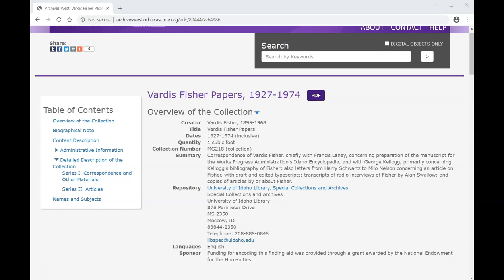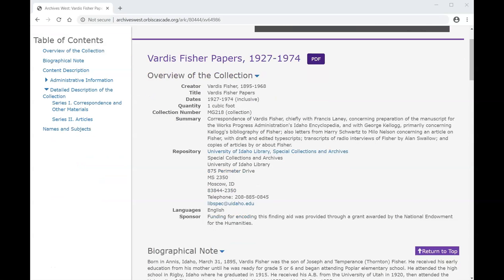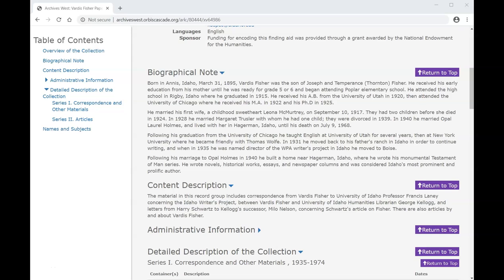This top section will also contain information about the repository, the language of the finding aid, and other pertinent information about accessing and using the collection. Below all of this, there will likely be a biographical or historical note about the collection. This will either have information giving historical context to the materials found in the collection, or a biography of the person who created or accumulated the materials. There will also be a scope and content or content description, which clearly lays out the types of materials found in the collection and anything that might be of particular interest to a researcher.